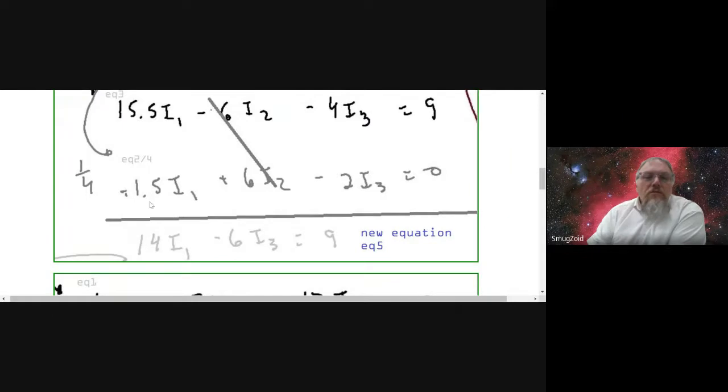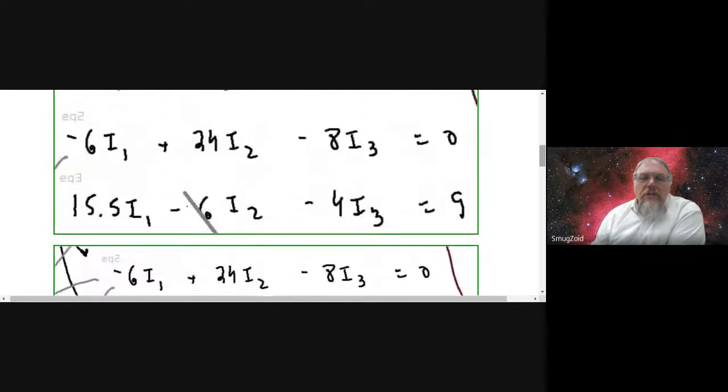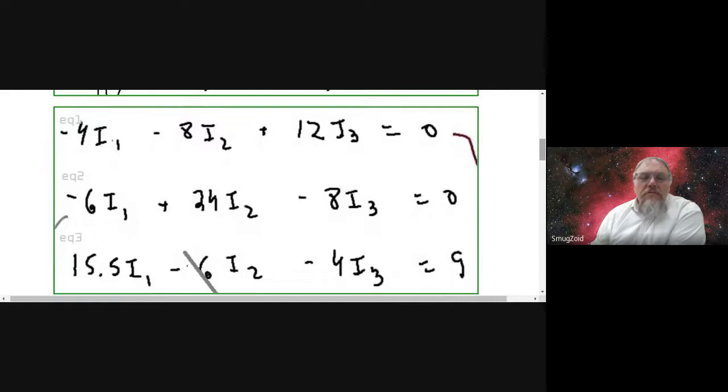I end up with 14. Remember, this is negative, right? So we go 15.5 I1 minus 1.5 I1. I get 14 I1. This disappears, and we just get negative 6 I3 equals 9. That calls new equation 5, right? So then I got to look back at my original 3 and make my next step, okay?